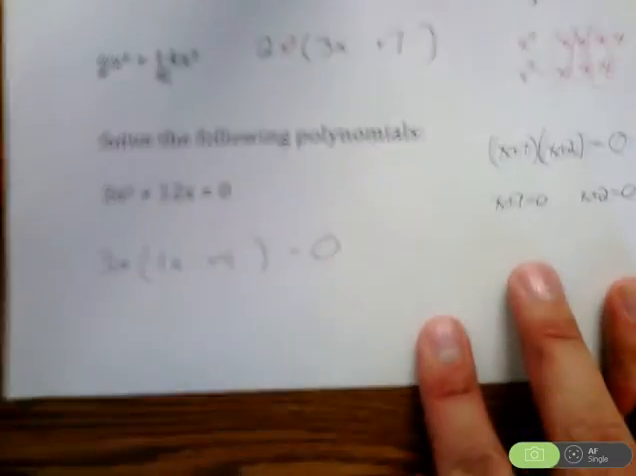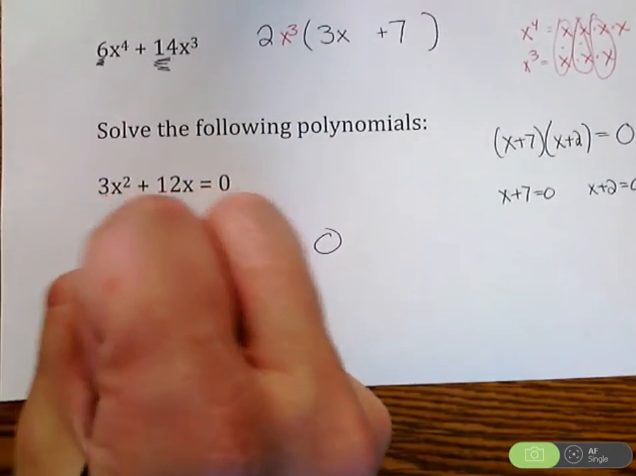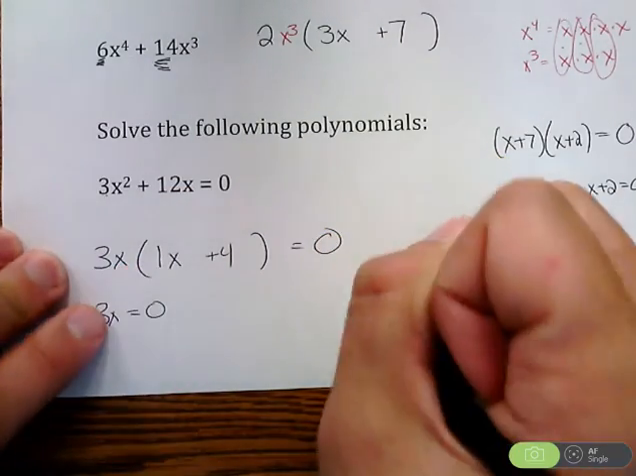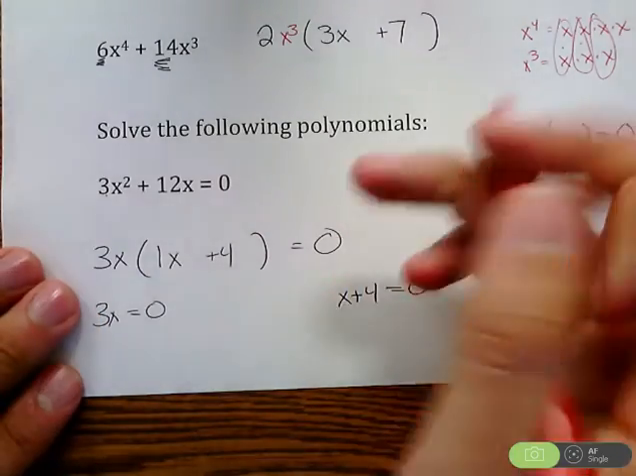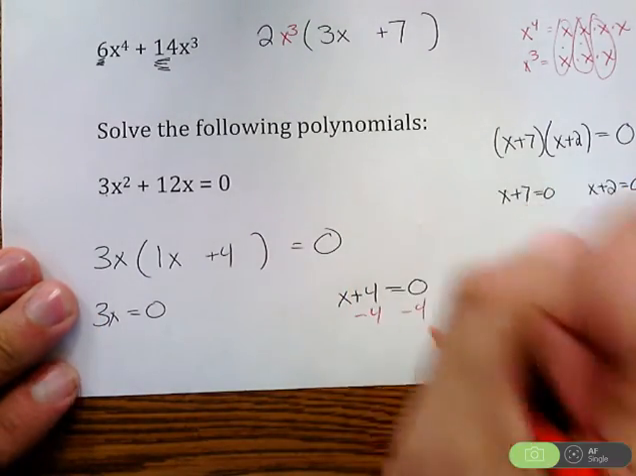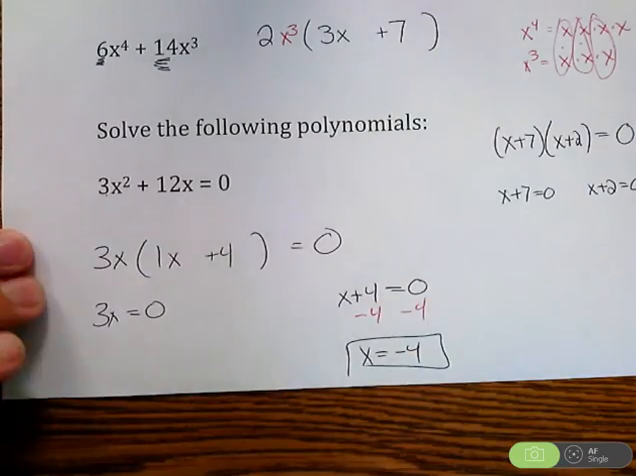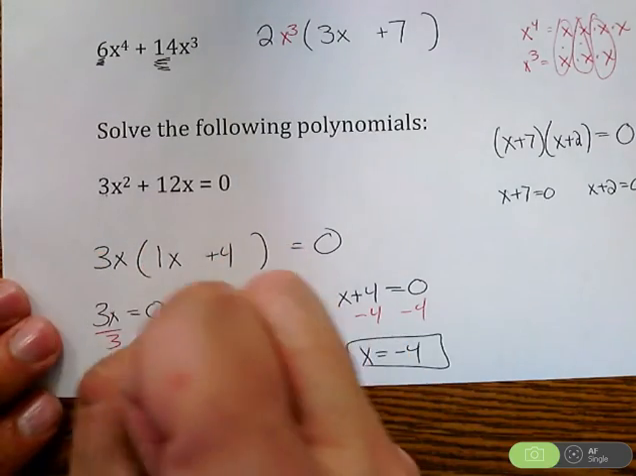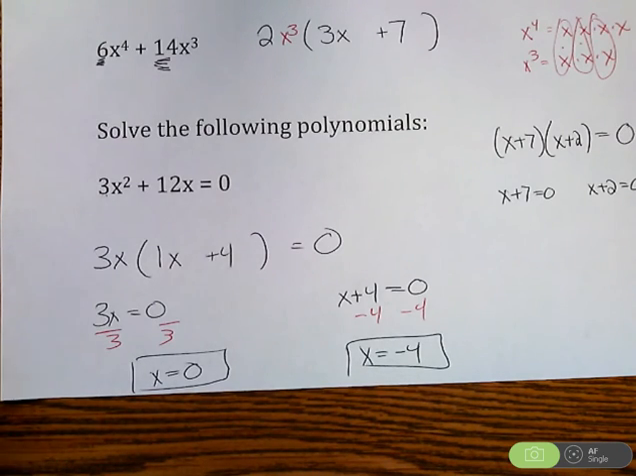So to solve this, all I have to do is solve these equations. So I'm going to have 3x is equal to 0, and 1x, because 1 times x is just x, plus 4 is equal to 0. So solving those, I subtract 4, I get x equals negative 4. And over here, divide by 3, I get x equals 0. And that was factoring polynomials with a GCF.